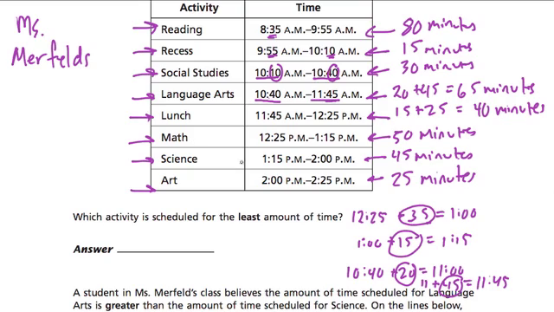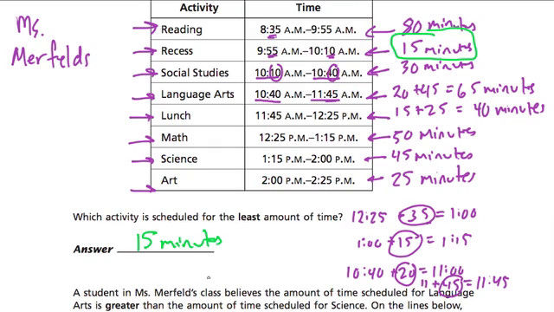Okay, so they ask, what activity is scheduled for the least amount of time? Well, it turns out, probably to most people's dismay, if this were a real school, that recess has the shortest time. So that's 15 minutes. And that's kind of funny to put that on a standardized test, that there's no time for playing, which I think is how we all feel when we're taking tests.